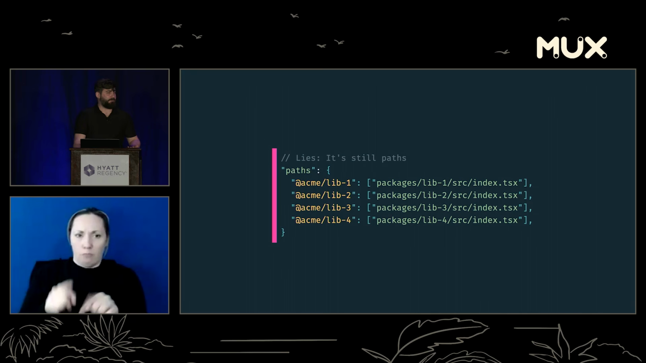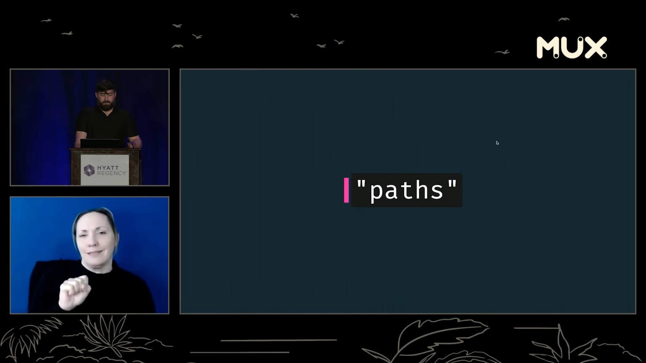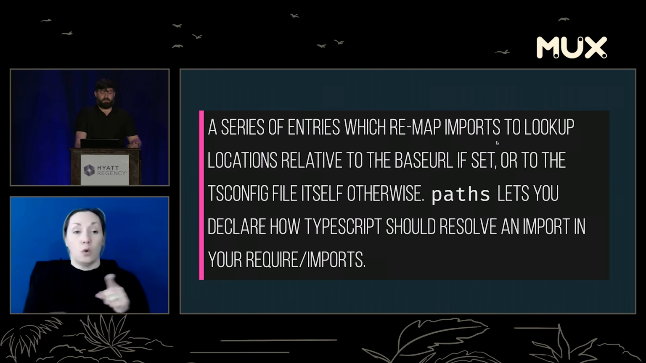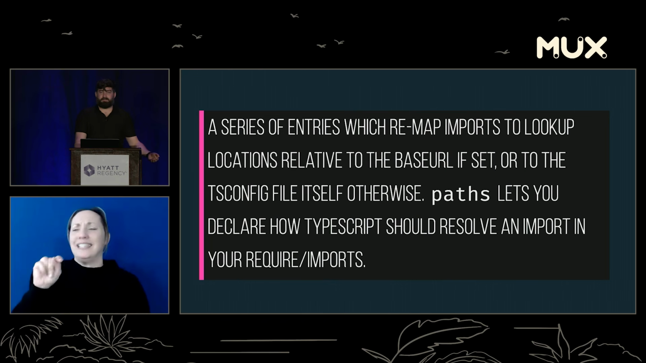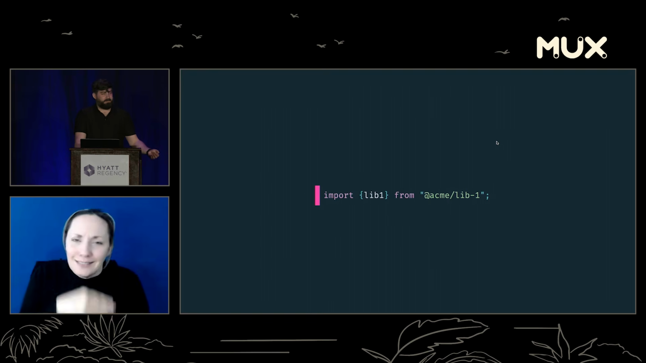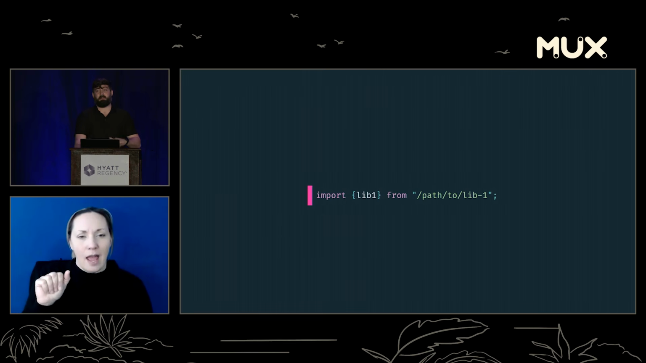However, once we moved over to this first step kind of monorepo, we probably were using this Acme lib1. It seems like a relative import. It feels like it's an import coming from node modules, but it is a lie. Because all paths in TypeScript do is map back to an actual path import. So TypeScript would lie to us and say, yes, we are importing this from node modules. Wink, wink, we're actually just going to import it relative to your TS config. The paths, as described in the TypeScript docs, are a series of entries which remap imports to look up locations relative to the base URL or to the TS config itself. It's more or less just lies. This import from at Acme is the very same as just using a relative file.